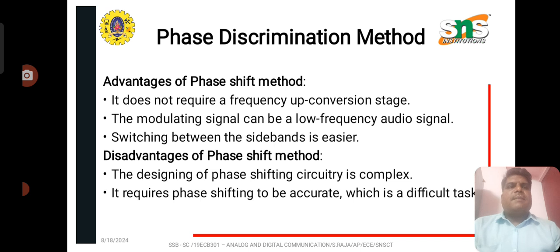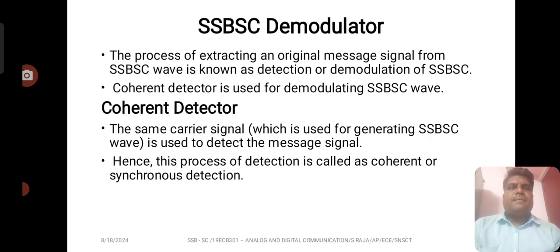Advantages of the phase discrimination method are: it doesn't require a frequency up conversion stage. The modulating signal can be a low frequency oscillator signal. Switching between the sidebands is easier. Disadvantages of this phase shift method are: the designing of phase shifting circuitry is very complex. It requires the phase shifting to be accurate, which is a difficult task.